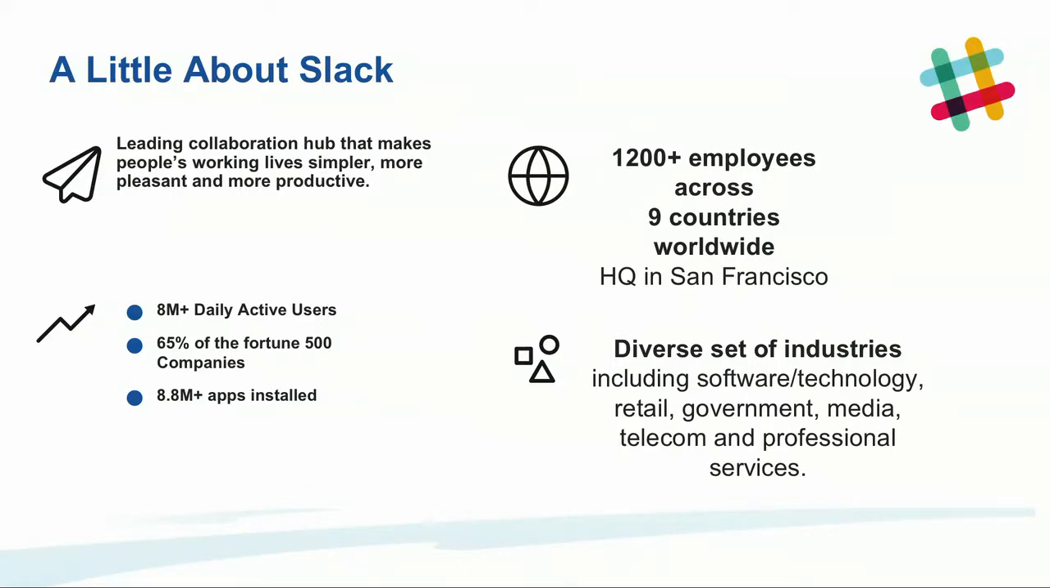Some key facts about us. We have 8 million plus daily active users. 65% of the Fortune 500 companies already use us. And we have 8.8 million plus apps already installed. We cater to a diverse set of industries, including software, technology, retail, media, and professional services. So pretty much any industry out there is already on Slack.